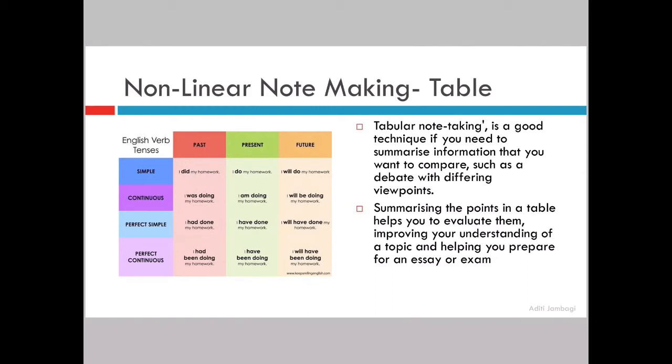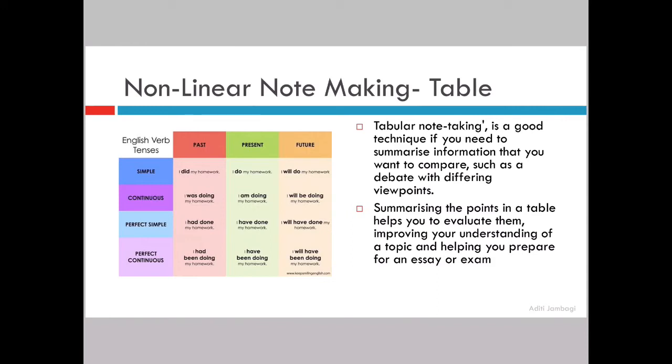Especially when we are doing differentiation or when you're comparing more than one thing with each other, you will use tables. So I have used this image of English verb tenses, how you will do it in past, present, future, and then the 4 subtypes in each tense. So tabular note taking is a good technique if you need to summarize information that you want to compare, such as a debate with differing viewpoints, right? Like I said, tabulars are great to do comparisons or even to know the differences.